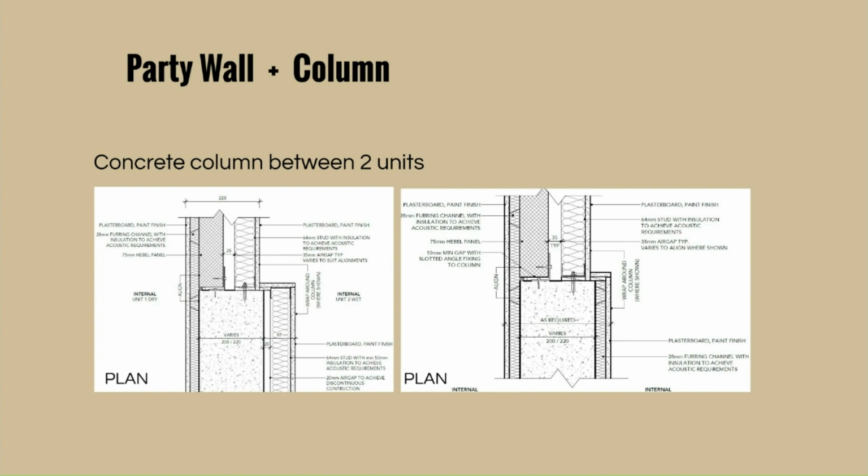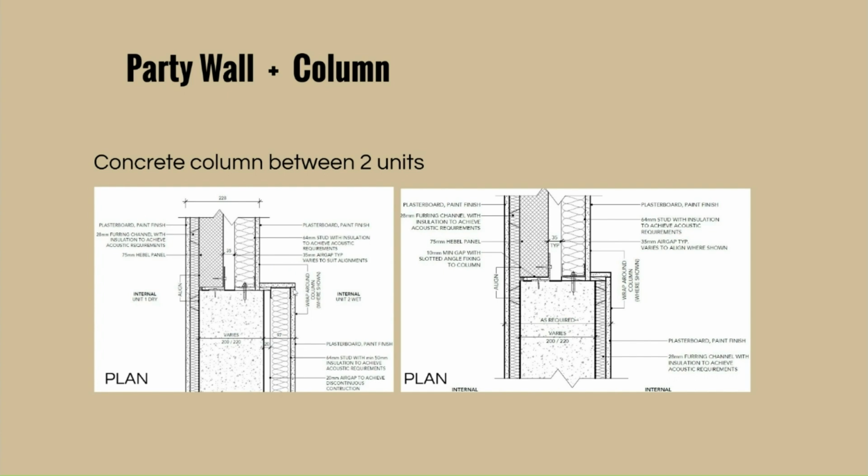As you can see in these details on the left side, the cavity stops once reaching the column, but continues on the other side. At the left side, there is a plasterboard, furring channel again for the cables, and insulation, and the 75 millimeter Hebel wall. On the other side, it's 13 millimeters plasterboard, 64 stud and insulation, and that system repeats the same once coming to the column. As a result, you will see a kick next to the column. It depends on the type of insulation that you are going to use.